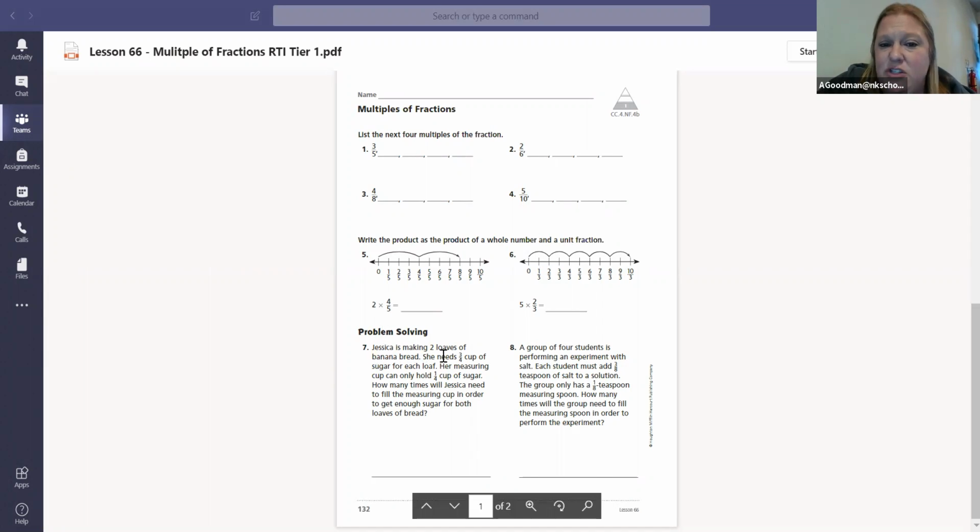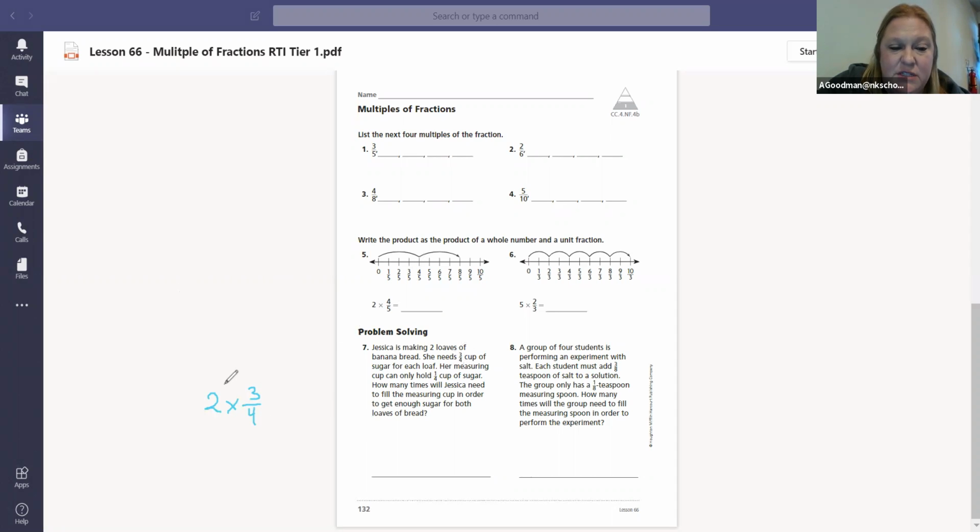So Jessica is making 2 loaves of banana bread. She needs 3/4 cup sugar for each loaf. Her measuring cup only holds 1/4 cup of sugar. Oh no. So how many times will Jessica need to fill the measuring cup in order to get enough sugar for both loaves of bread? Well, the first thing we need to do is, if one loaf takes 3/4 cup, then 2 loaves, here's your first step, is 2 times 3/4 cup. It's just like we were doing in the last problem.